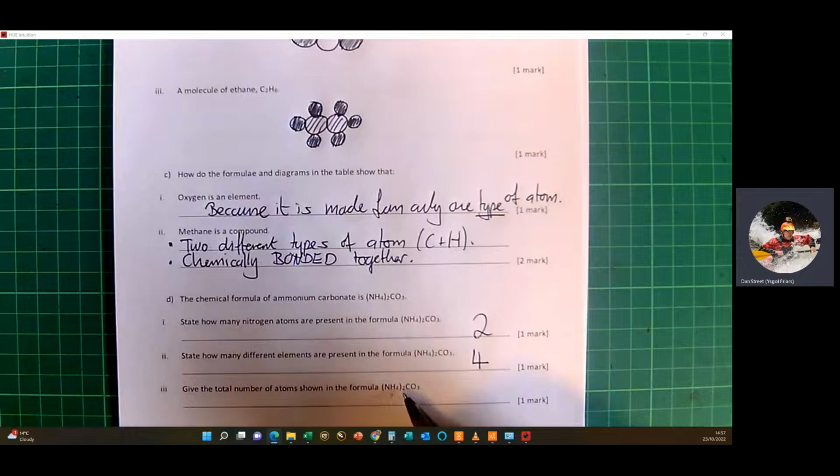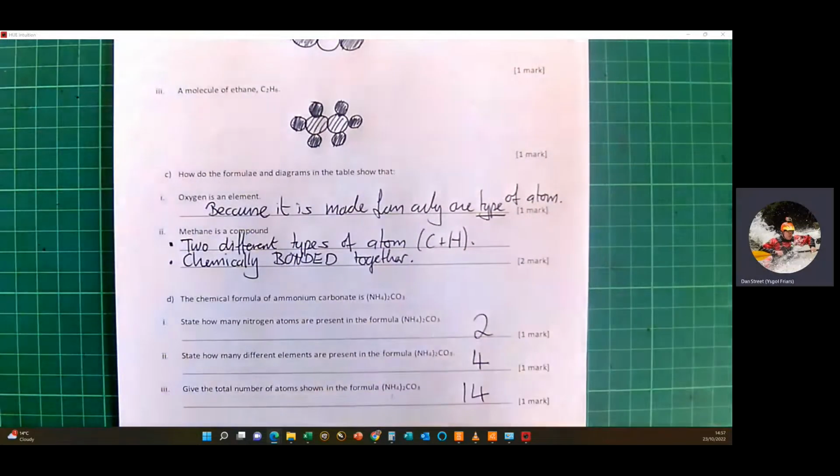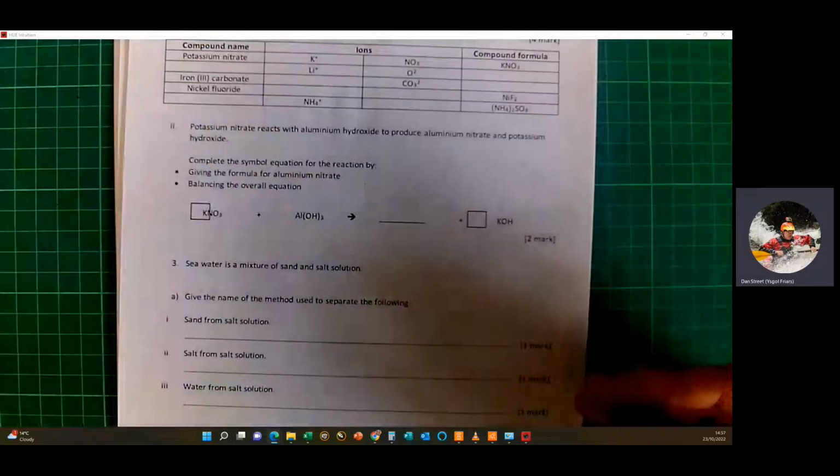There's 2 of them, so that's a total of 10 altogether for the NH4 part, plus the carbon, and plus 3 oxygens. So that's 10 plus 4 is 14. So there are 14 atoms altogether. Okay, moving on.